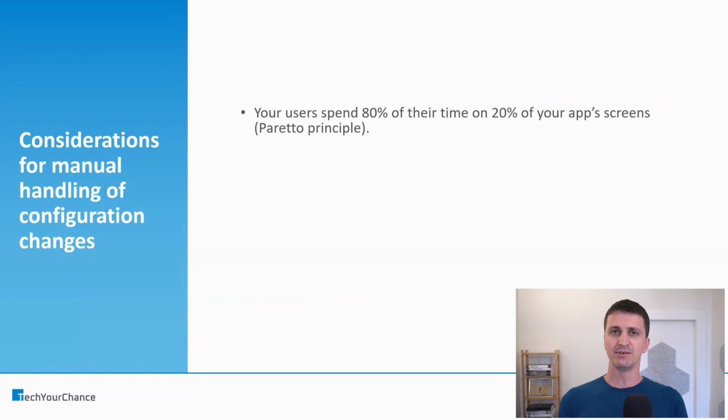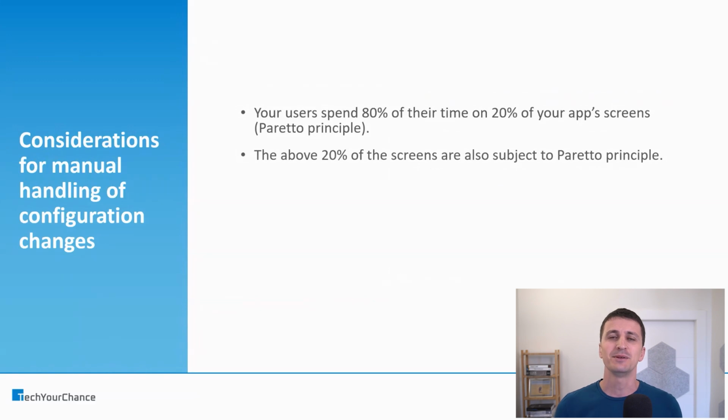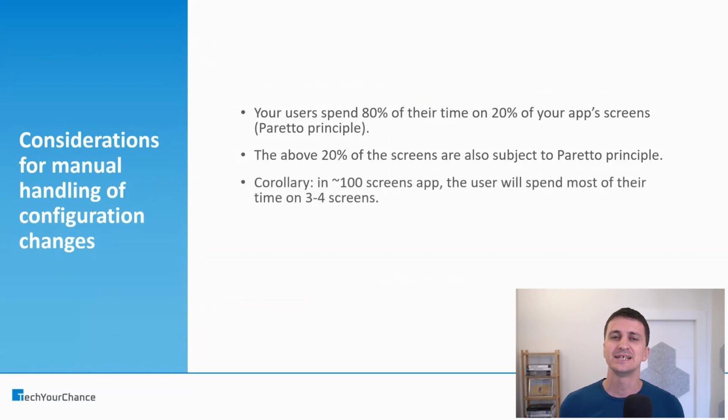But if you have a relatively big application, let's say with 100 screens or even more, then these 20% are also subject to the Pareto principle. So say 20% of your screens are 20 screens. Of those 20, users will spend 80% of the time on 20% of them, which means let's say 5 screens. What it means is that even if you have a big app with 100 screens, your users will probably spend most of their time on just 3 or 4 screens. And if that's the case, then these screens are probably the candidates for this performance optimization.